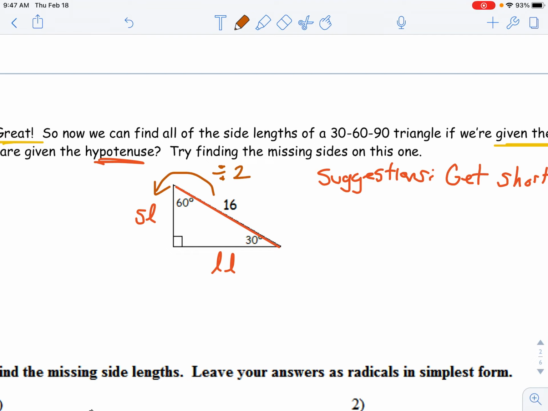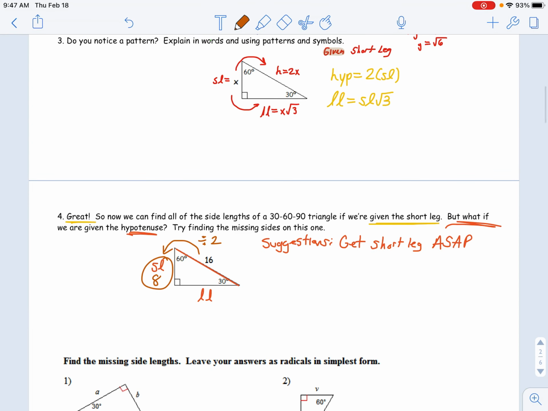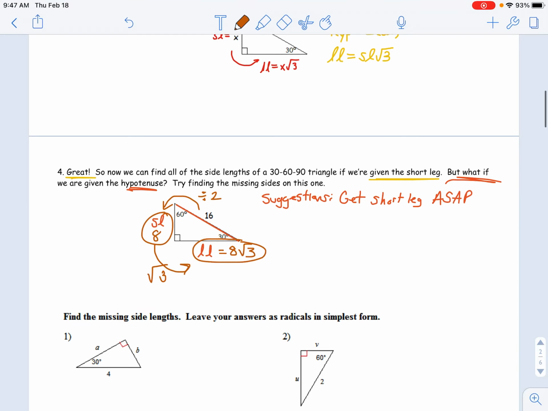All right. So 8. The short leg equals 8. And then once we have the short leg, we can just utilize what we already have. If we look above, when we're given the short leg, how do we figure out the long leg? We just multiply by radical 3. So the long leg will be 8 radical 3. That's it. So for short leg and hypotenuse, when we're given either of those, they're incredibly similar. You just have to figure out, am I multiplying or dividing by 2? And then the long leg, just the radical 3.